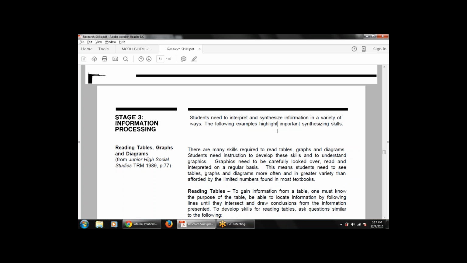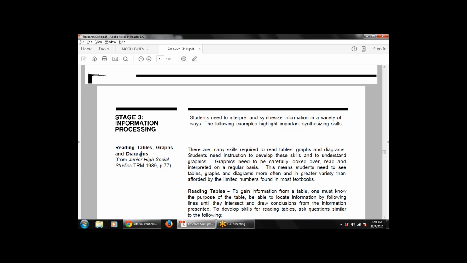So there are many skills that are required to read tables. The first skill required is reading the tables, graphs and diagrams. That is, what are the various tables that are used, what are the various graphs that are going on. So reading the tables, graphs and the diagrams is the first part. That is stage number 3: read out the tables, the graphs and the diagrams.